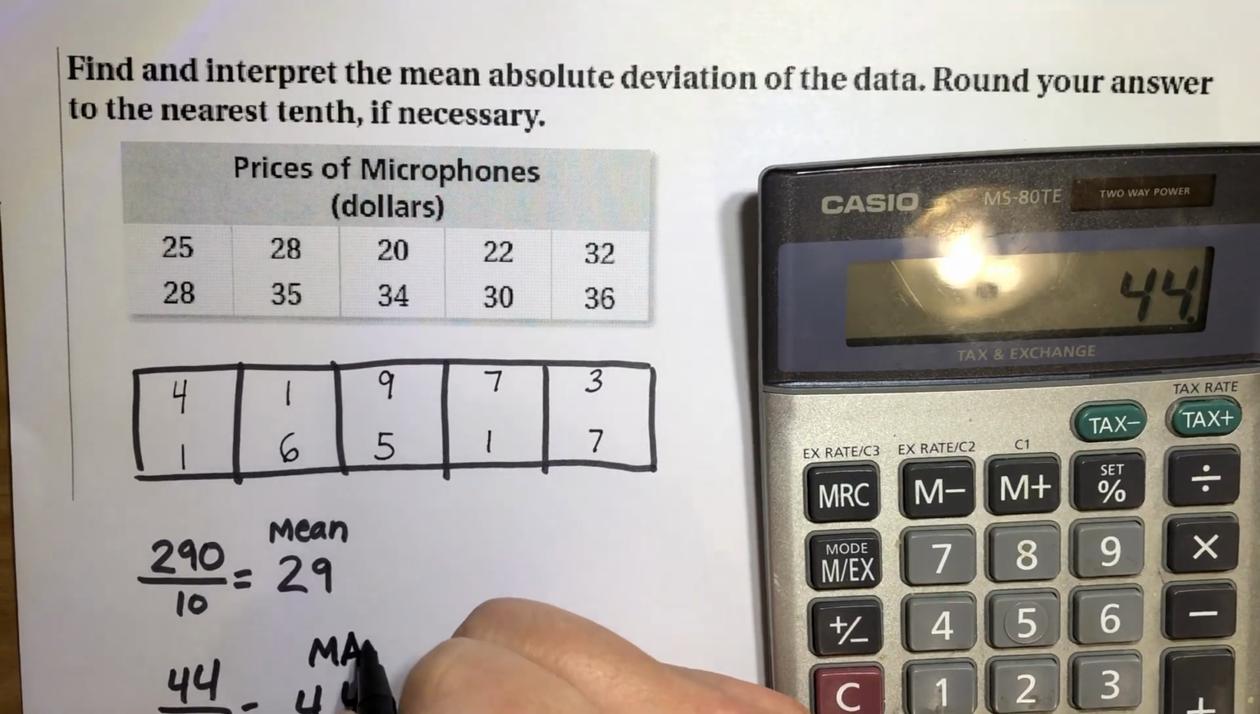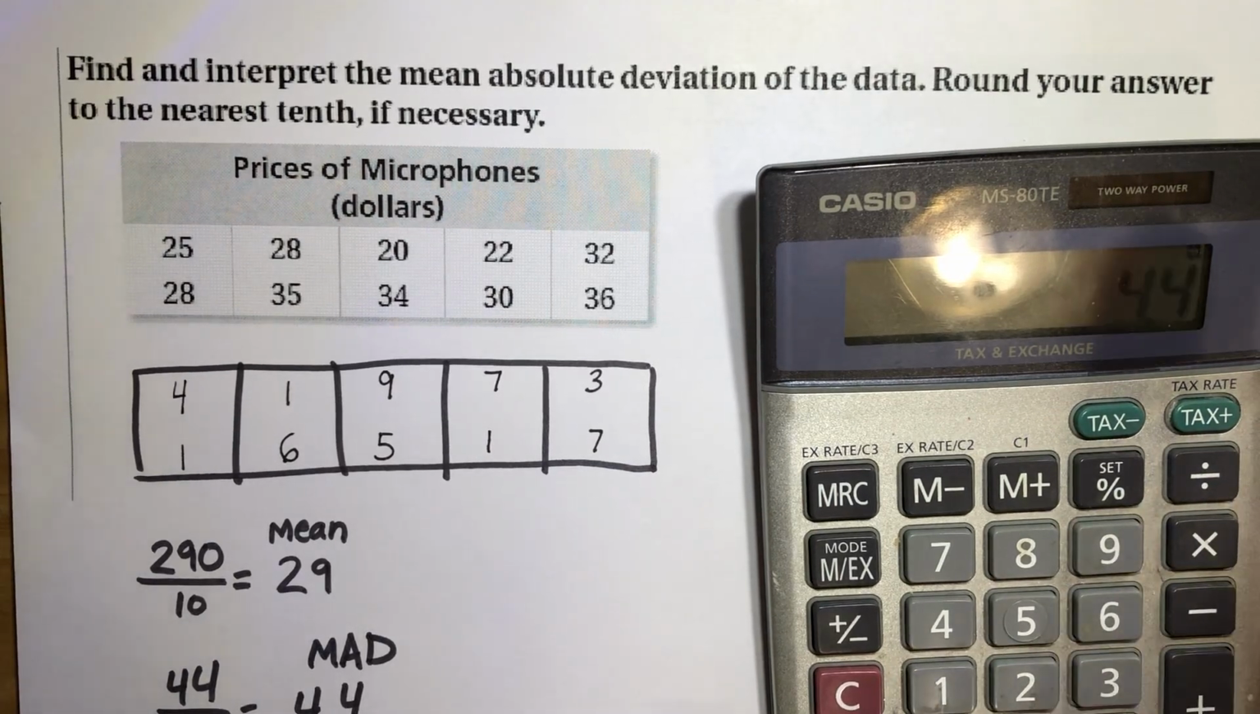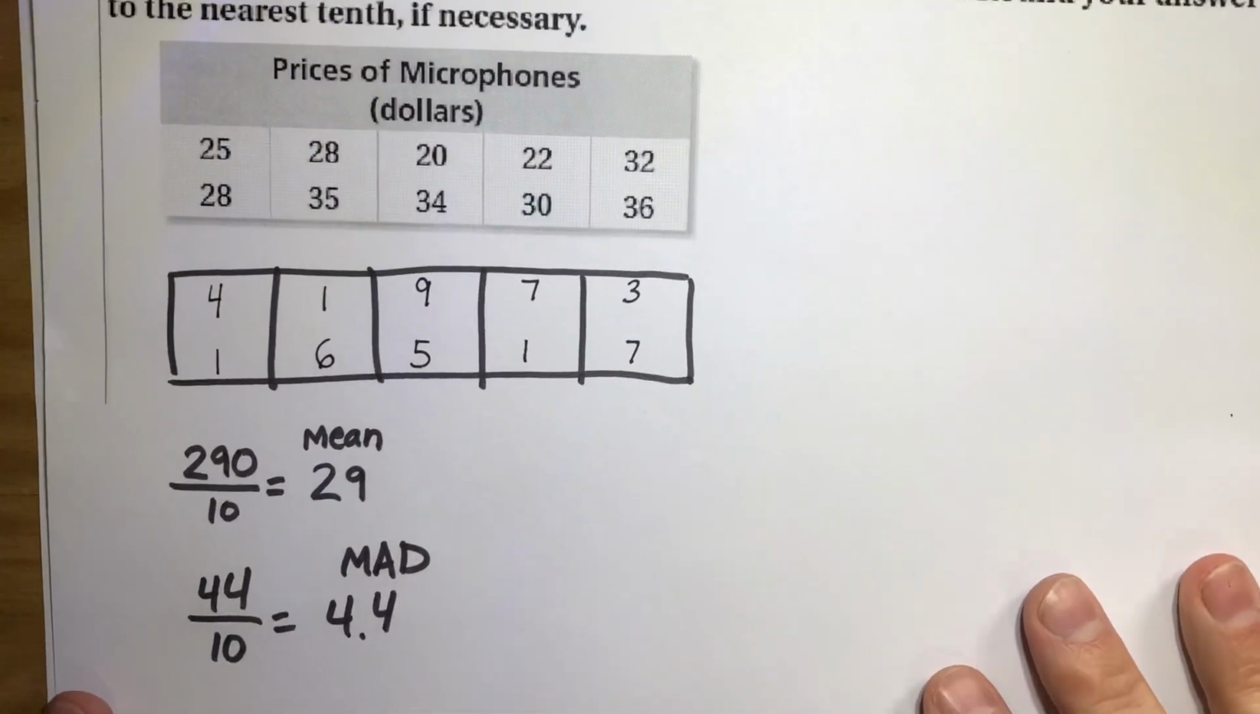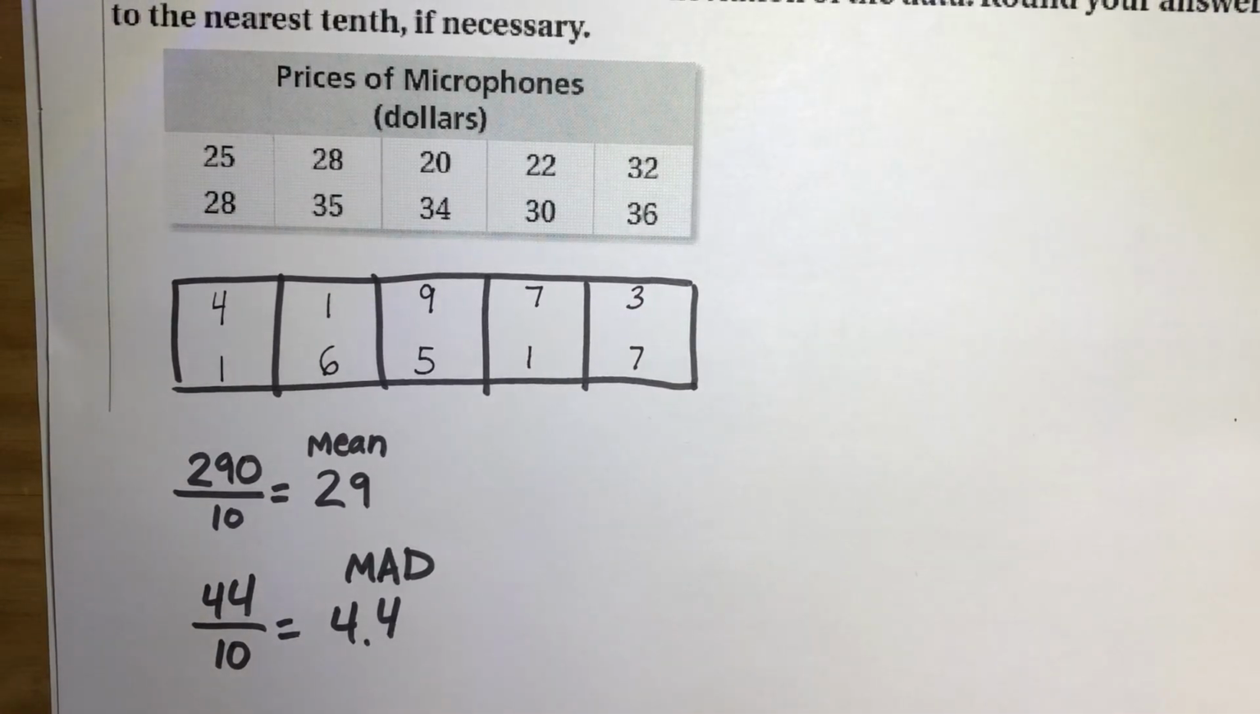4.4. Okay, and we do abbreviate that MAD. So there you go, 4.4. And so the mean absolute deviation of 4.4 for the prices of these microphones tells me those prices are a lot closer together than the prices of the kites. So we'll do one last example.